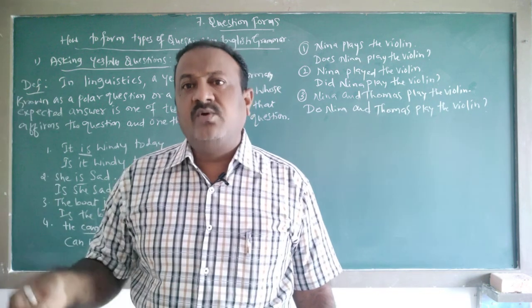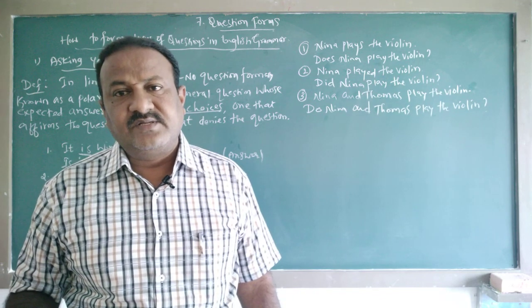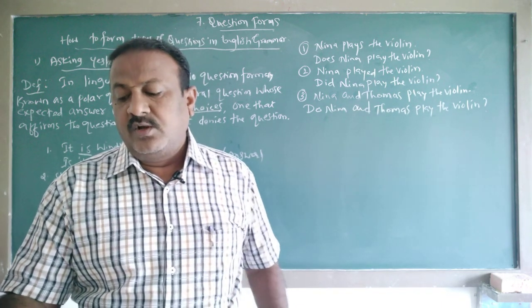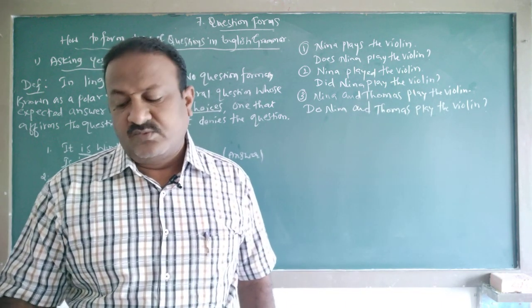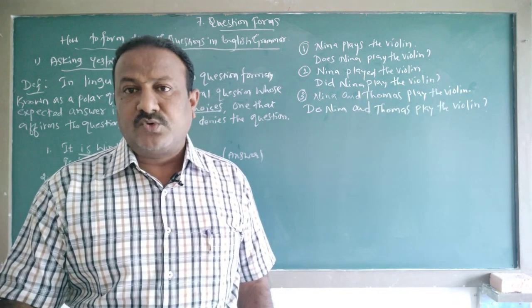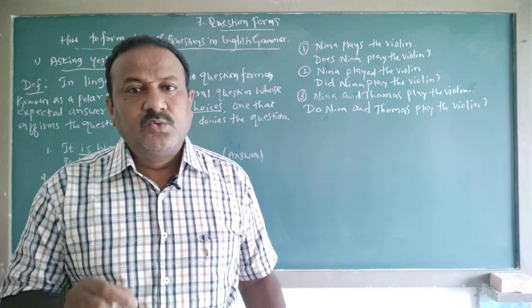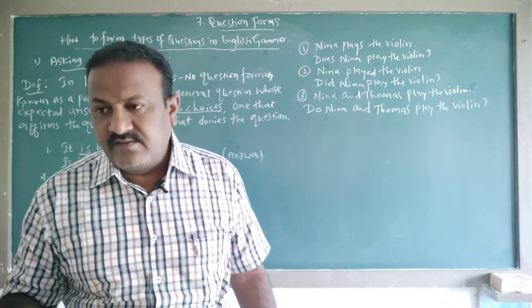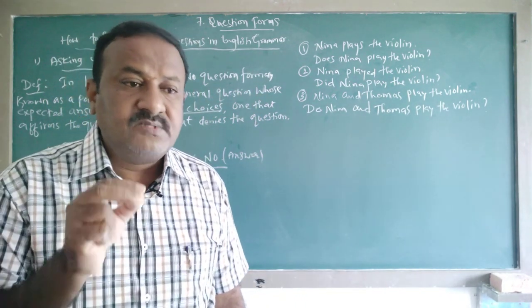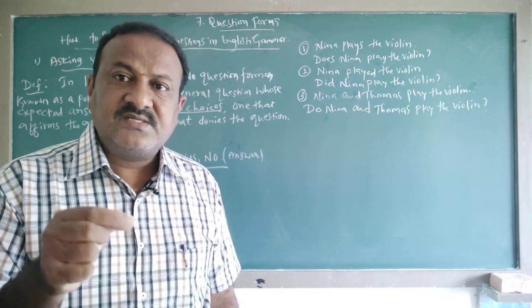If there are no helping verbs, modals or auxiliaries, then what should we do? We have to put do or did at the beginning of the question. Be sure to use the correct tense and form. Do, does, did, according to tense. According to tense, we have to use do, does, did.